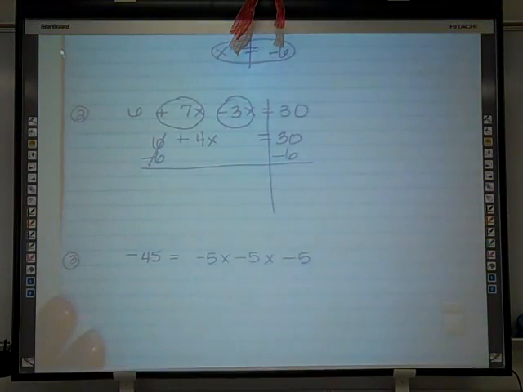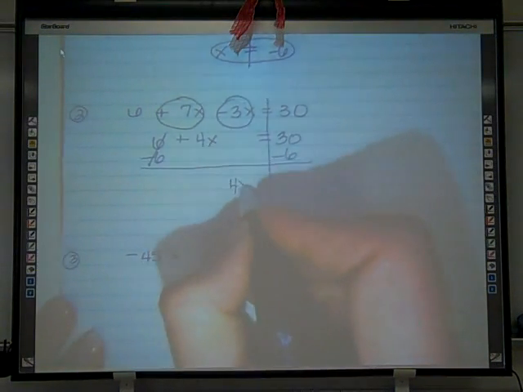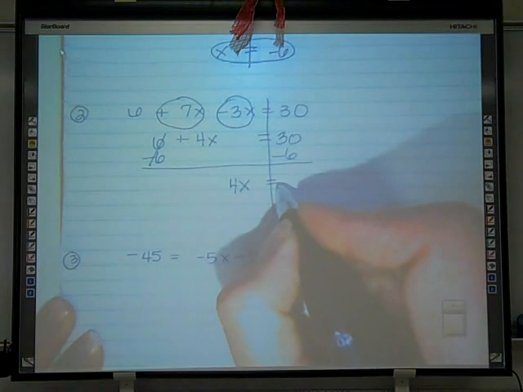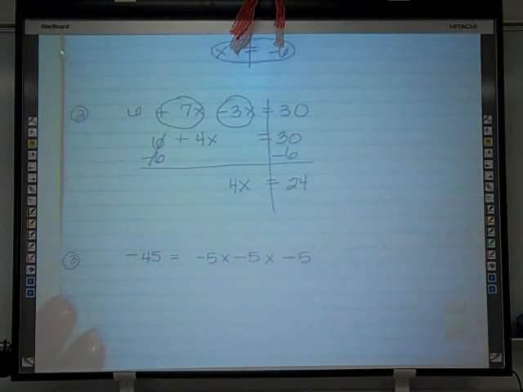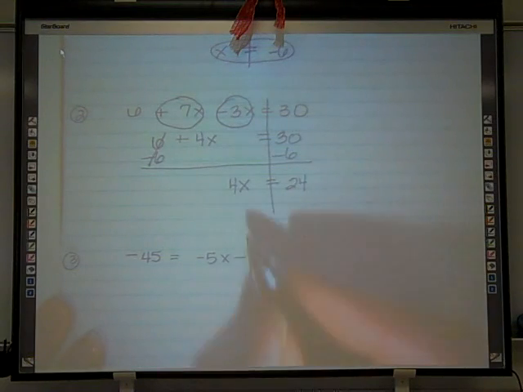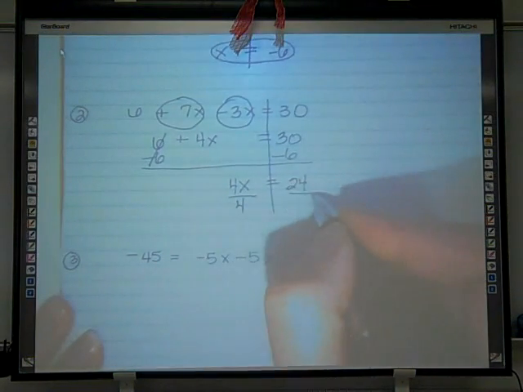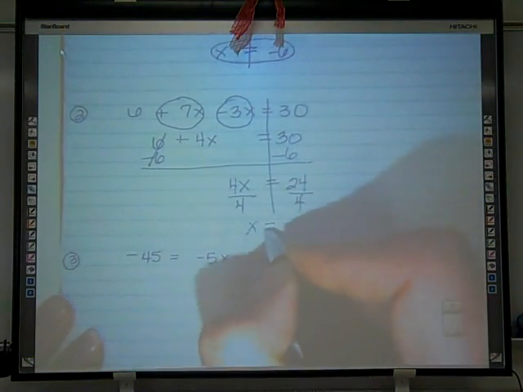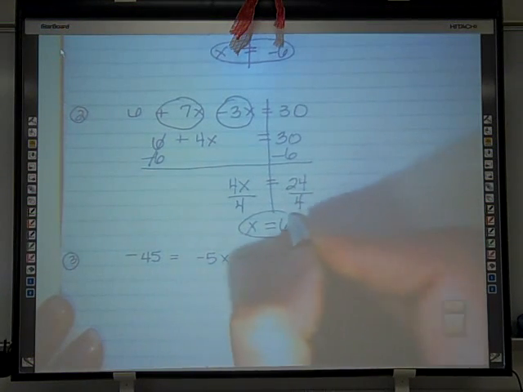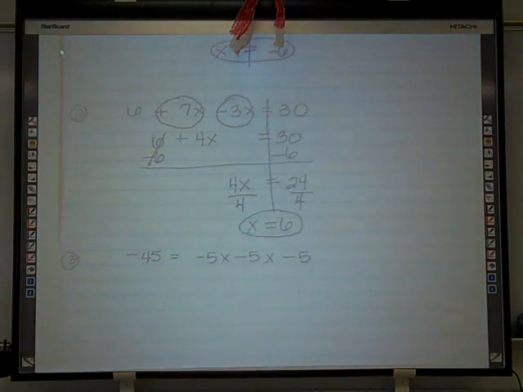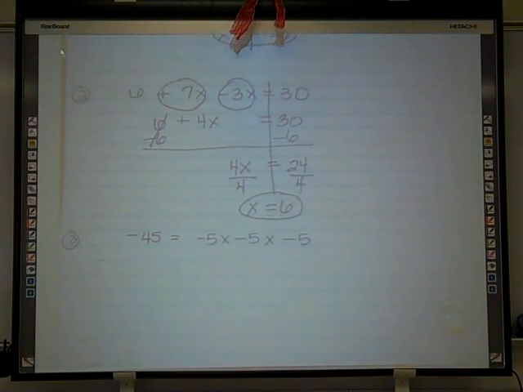Now the 6's are gone. We're left with 4x equals, now 30 minus 6 will give us 24. Last step, divide both sides by 4. So x is equal to 6. Next one, number 3.